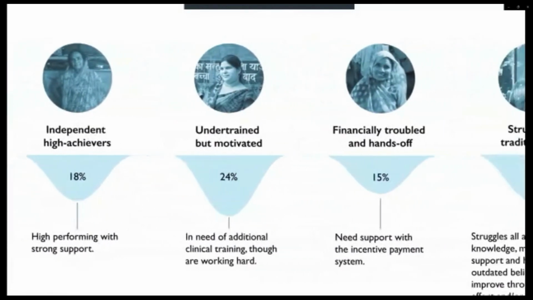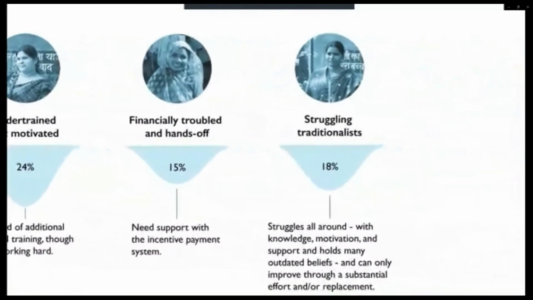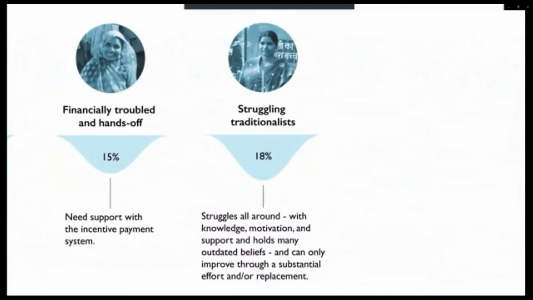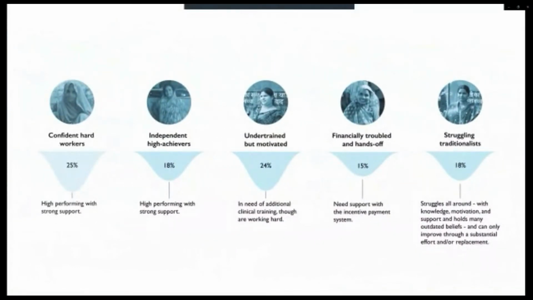So for example, there's a group of ASHAs that are financially troubled. They don't need more clinical training. They actually really need support in getting the incentives that are due to them. And if they felt reassured in that front, it would actually enable them to do more in their community. There was another segment of ASHAs, though, that were highly motivated, but lacking particular types of clinical training. And so these women don't necessarily need to be monitored or pushed to work more hours, but they actually needed to be given enhanced clinical training.